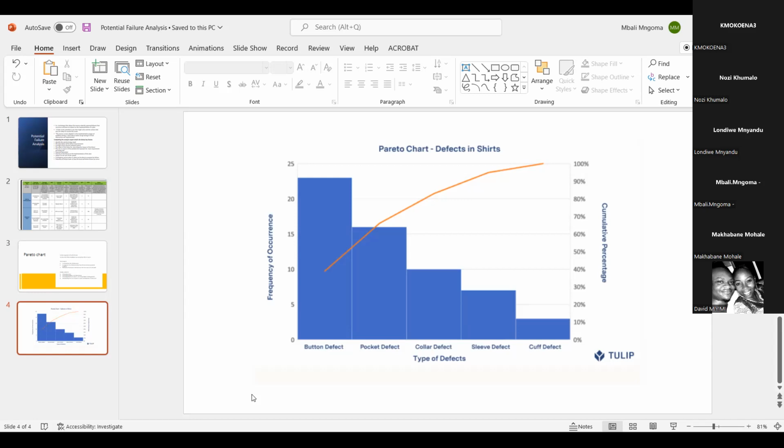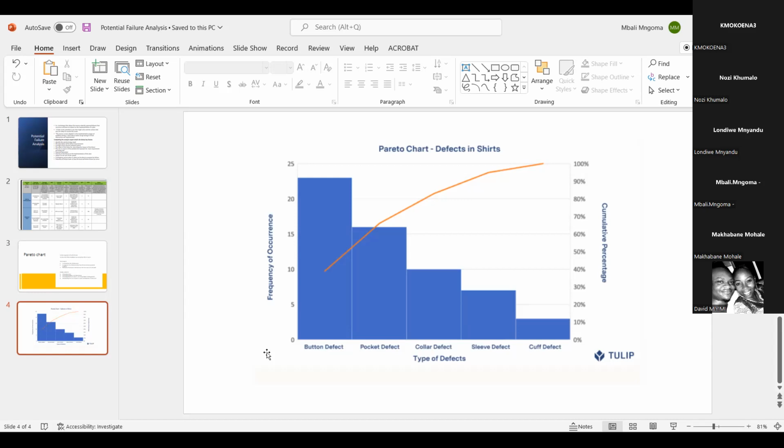Wait, Kabelo, isn't it that on your far left, the 5, 10, 15, 20, I see that it's the frequency of occurrence, not necessarily the percentage, isn't it? Yes, it's the frequency. So the percentage is on the right. Yeah, the percentage is on the right. So it's the second y-axis, yeah.